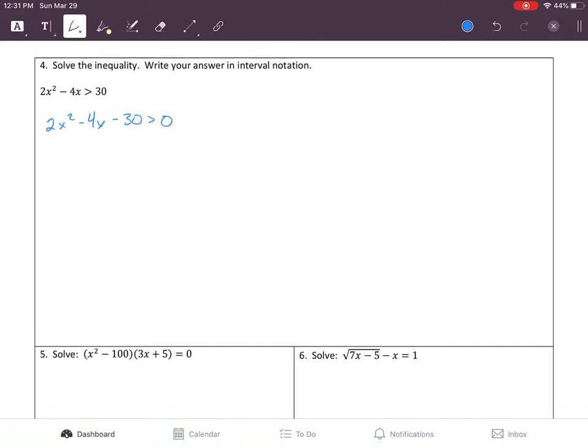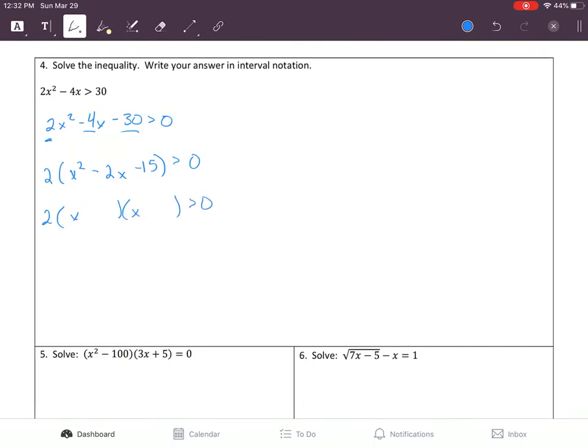Now, one thing you should notice in this case is you have 2, 4, and 30. They're all divisible by 2, so we're going to take a 2 out. So you have 2 times x squared minus 2x minus 15 is greater than 0. Now, we can factor what's inside the parentheses. So we're going to leave the 2.